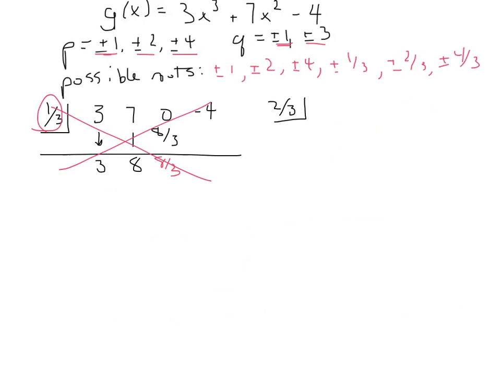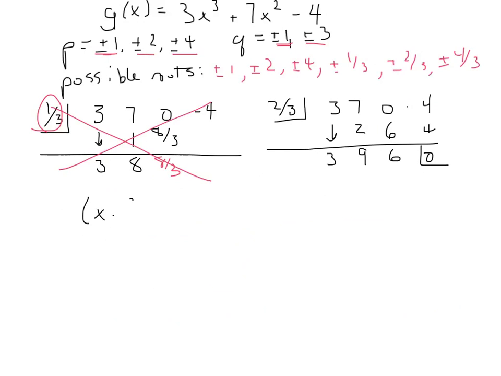Okay, so again, 3, 7, 0, negative 4, and I'll get 3, 2/3 times 3 is 2, that's 9, 6, that's 6, that's 4, and that's 0, so that actually worked. So I know that this factors then as x minus 2/3 times 3x squared plus 9x plus 6.